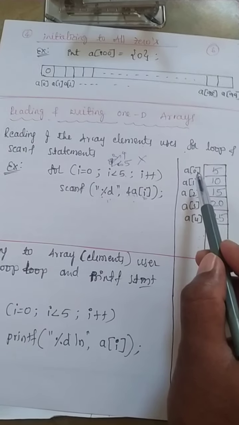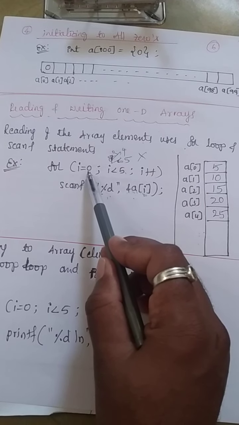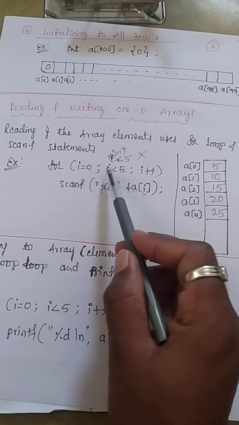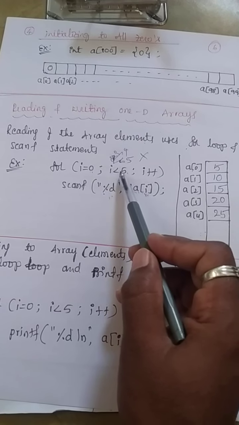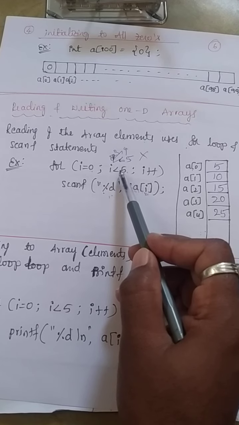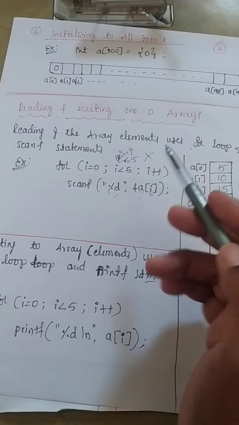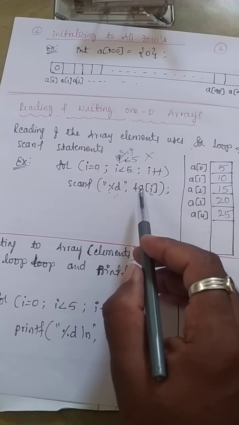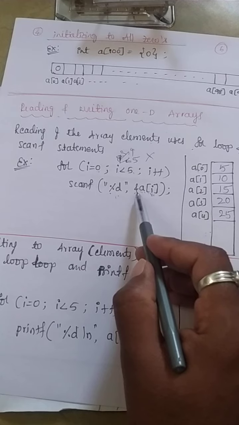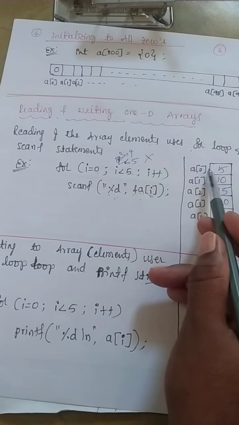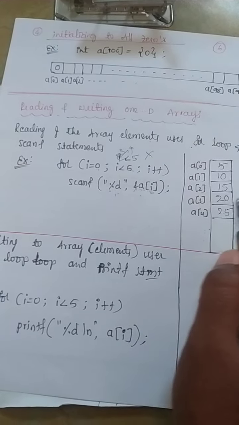Why are you going to start with 0? In the sense, the i value is initialized to 0. Suppose if you start with 1, you can enter with 1, no problem. But if you want to read 5 elements, you can make it i less than or equal. Okay, now this is the reading part. You can read the values from the keyboard. See, the scanf statement will have an ampersand. Ampersand indicates the address of the 0th location, address of the 1st location, address of the 2nd, like that.